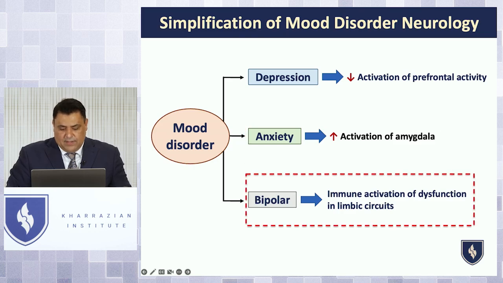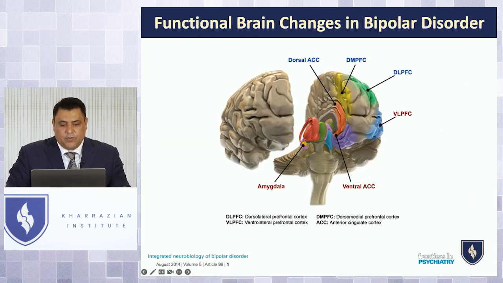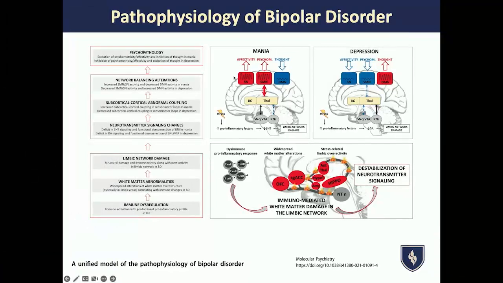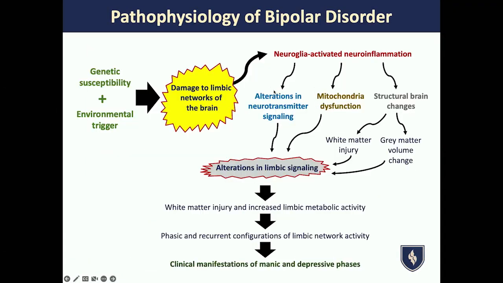And then we have bipolar circuits. And remember, with bipolar circuits, all these different areas of the limbic system are not functioning together. There's a genetic susceptibility with white matter abnormalities, with limbic network damages. And once these network damages take place, this leads to mania and depression and the condition itself. So damage to the limbic networks is the key pathophysiology of bipolar disorder, and they're triggered by inflammatory responses.